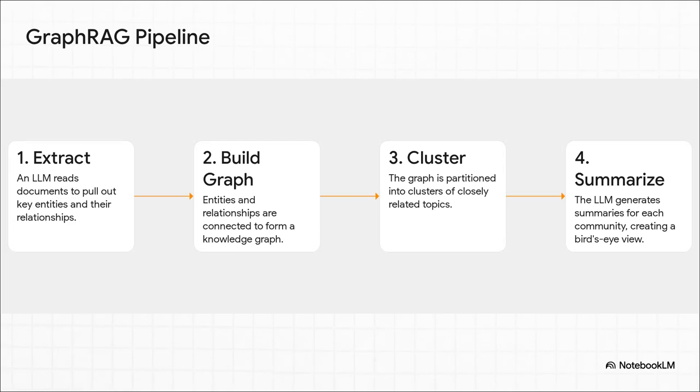It's this really cool four-step process. First, it has a large language model act like a detective. It reads through every single document and pulls out all the key entities, people, places, companies, and how they're related. Then it connects all those dots to build this giant knowledge graph. Next, it gets really smart and organizes this huge graph into communities, which are basically just clusters of topics that are super closely related. And finally, the magic step. It generates summaries for every single cluster, giving you that powerful bird's-eye view of everything.